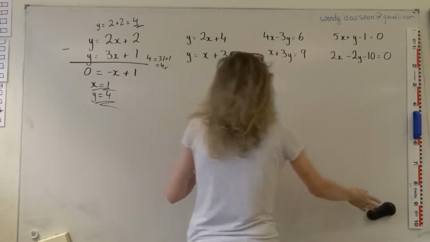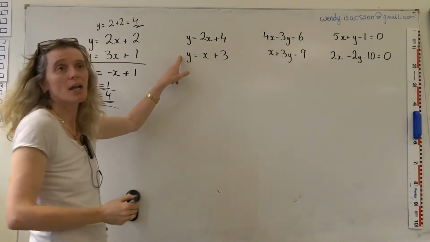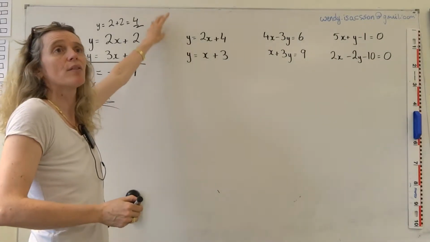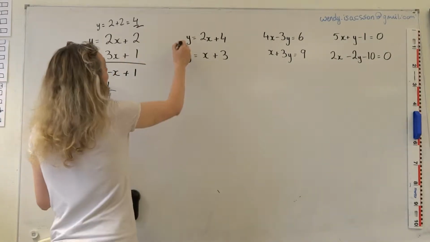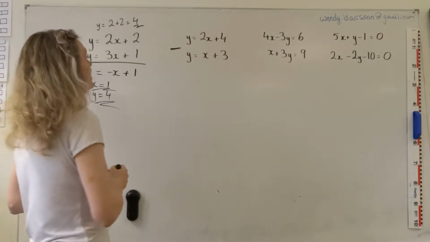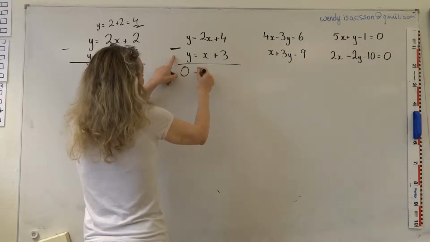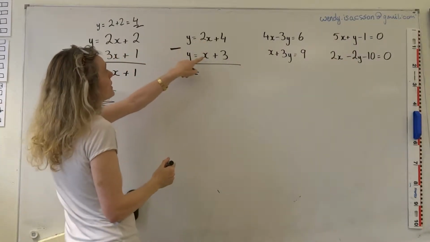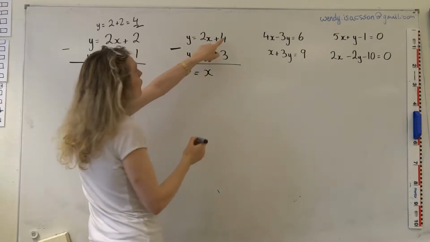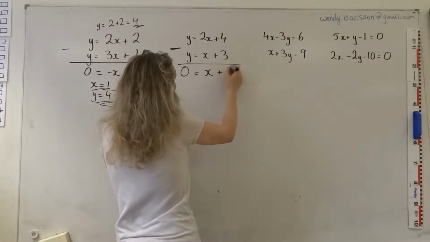Next equation, do the same thing. I've got a y directly under another y here, so if I subtract the top equation from the bottom equation, I'll get rid of the y, and then I'll only have x to solve by itself. So y minus y is 0. 2x minus x is 1x. 4 minus plus 3 is 1 plus 1.